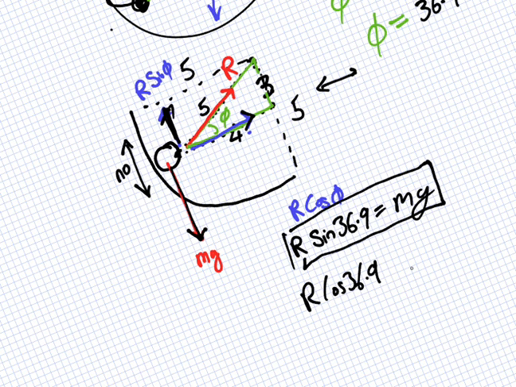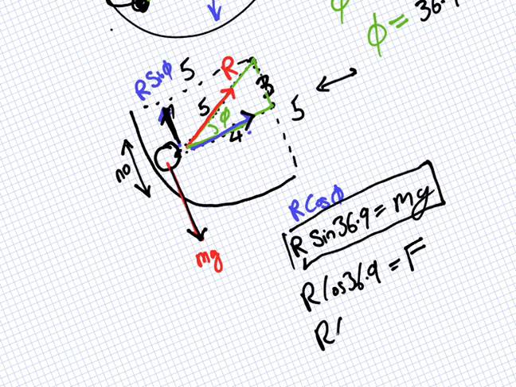This force here, R cos phi, what does it equal? Well, what is this force doing? What's the R cos phi doing? It's making it move in a circle. Yeah, it's going to the right. So this is the force that makes it move in a circle.